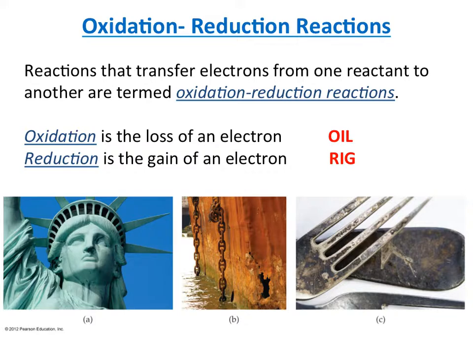In these, you always have oxidation, which is the loss of an electron, and reduction, which is the gain of an electron. The easiest way to remember this is the term OIL RIG, where oxidation is loss and reduction is gain of an electron. There are many examples of oxidation-reduction reactions in nature.